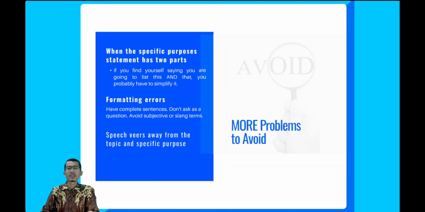This is a better example. To explain to my audience how to swing a golf club, or to explain to my audience how to choose the best golf shoes. The fifth problem with both specific purpose and central idea statements is related to formatting. These are some general guidelines that need to be followed in terms of how you write out these elements of your speech. First, do not write either statement as a question.